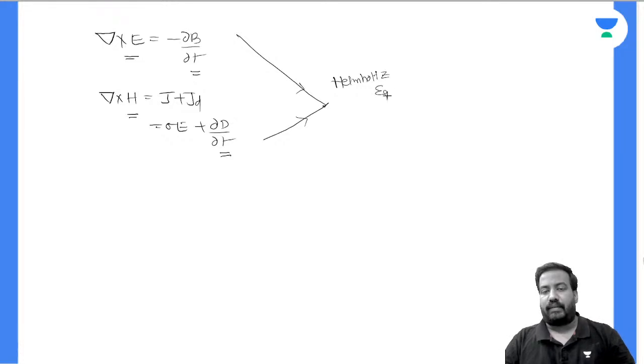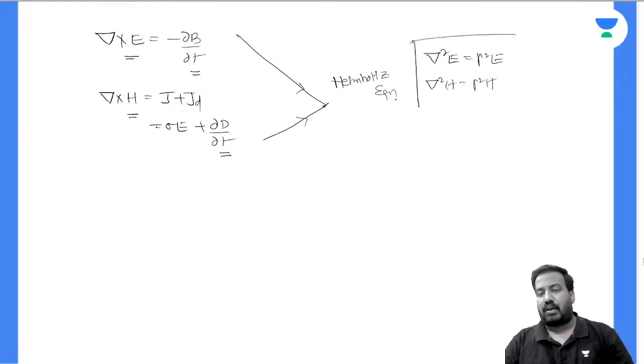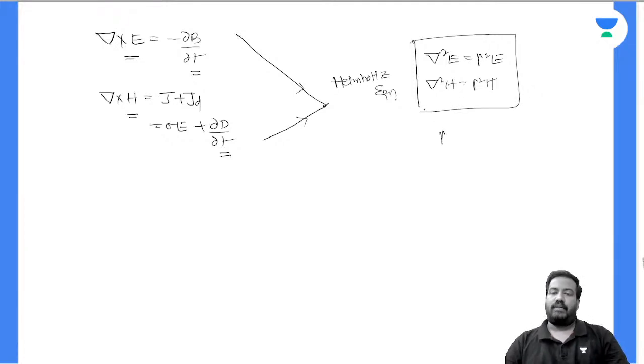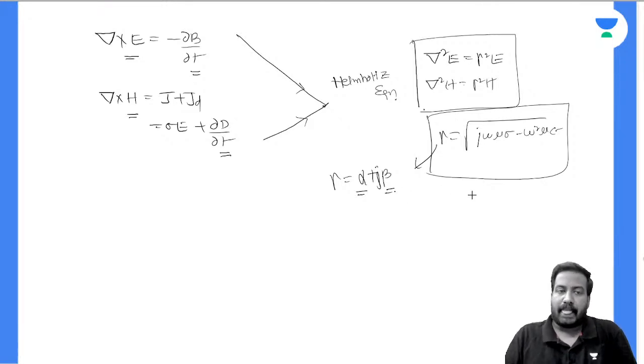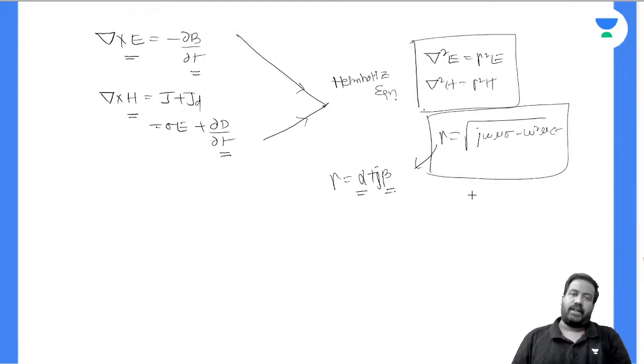Therefore, by solving these two equations together, we get Helmholtz equations. Helmholtz equations are nothing but wave equations. By solving this, we get del square E is equal to γ square E and del square H is equal to γ square H. These are called Helmholtz equations, where γ is under root of jωμσ minus ω square με, which is called propagation constant given in per meter, which is α plus jβ. Alpha is attenuation constant, beta is phase shift constant. Is it clear? So this is the main. Now we got the wave equation where the wave propagates.